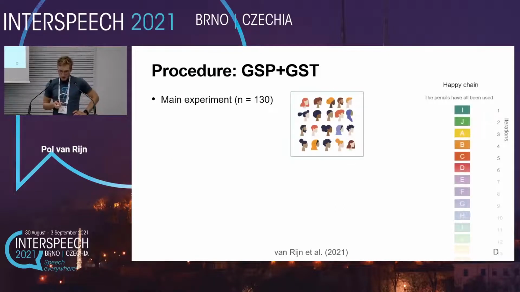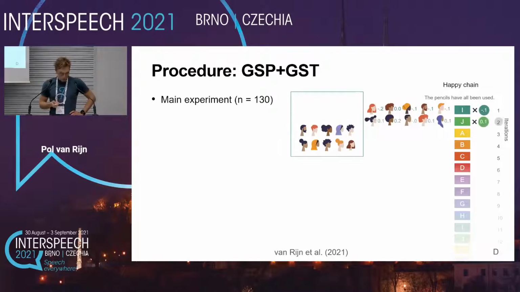In the main experiment, 130 online US participants on Mechanical Turk collaboratively changed the speech prosody of 3 sentences for the emotions anger, happiness, and sadness. And the sentences are phonetically balanced and semantically neutral, and are selected from the Harvard sentence corpus. When initializing the chain, we select one sentence and the target emotion. In this case, the happy chain for the sentence, the pencils have all been used.